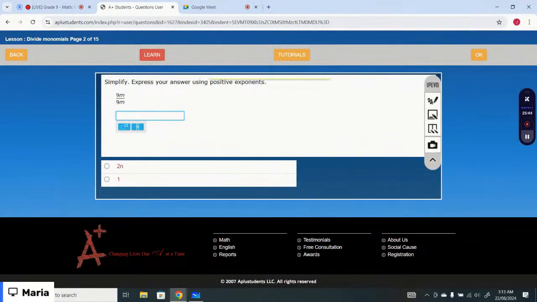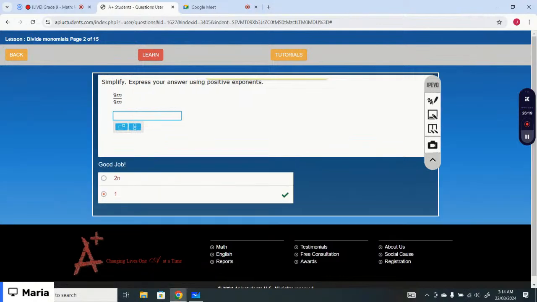So the next one is 9m divided by 9m. So which is the correct option? The correct option is 1. 9m divided by 9m equals 1. Option number 2 is the correct option.